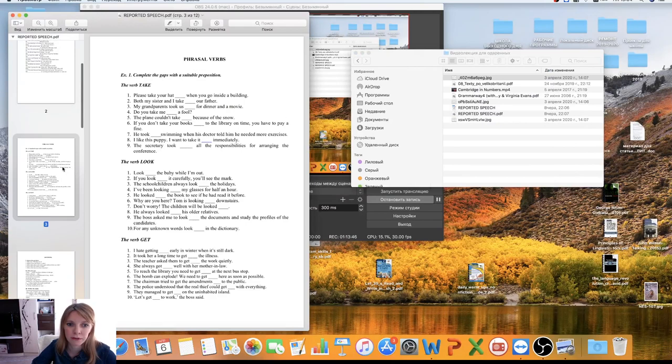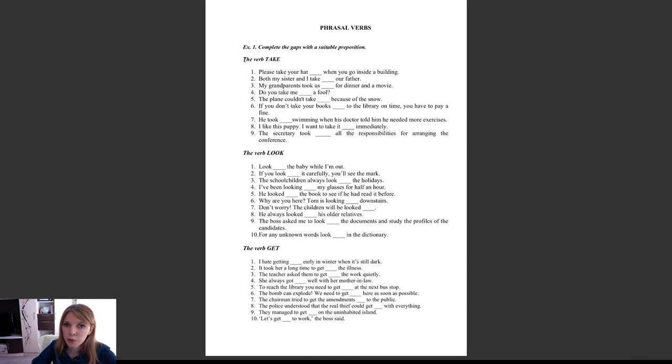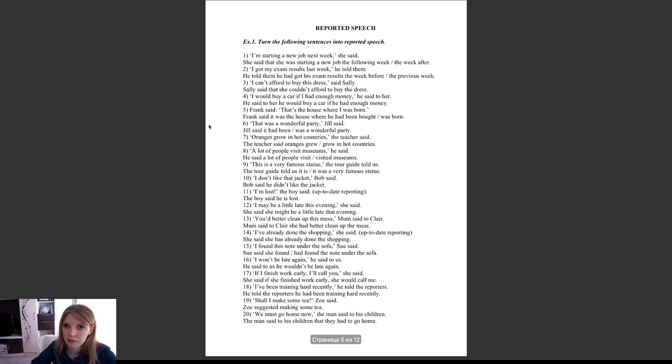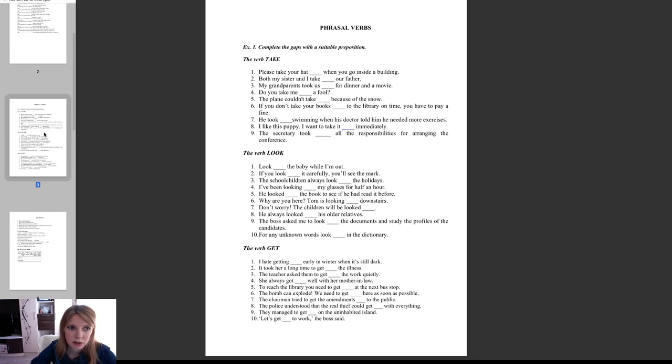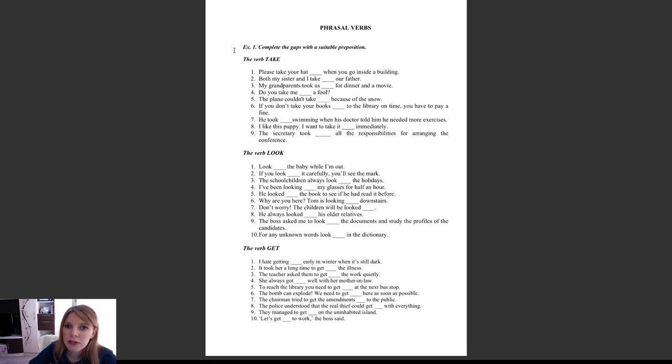Phrasal verbs. Exercise number one, and the first part of it, the verb take. So please complete the gaps with a suitable preposition. Do not forget to press the pause button. Do the exercise and then we will check the answers together.